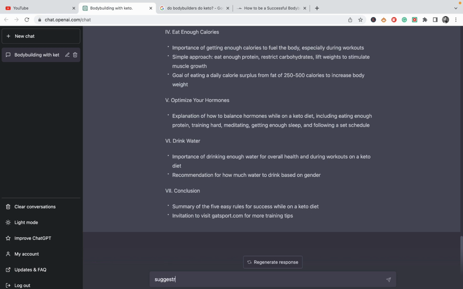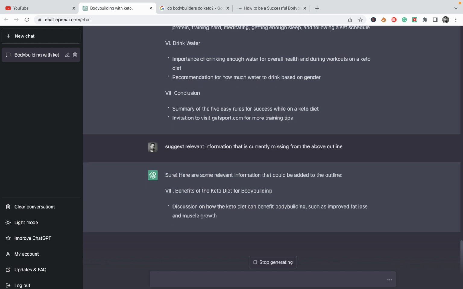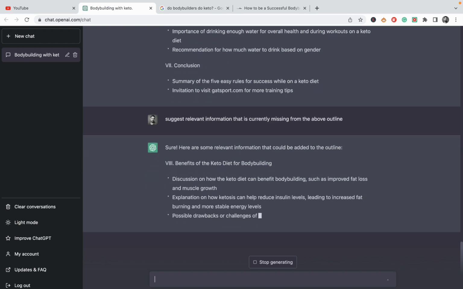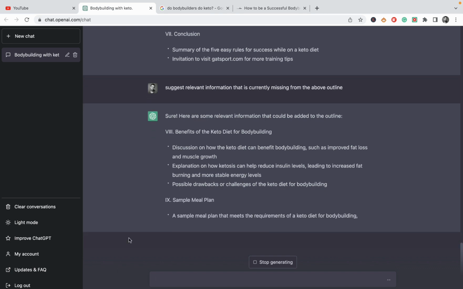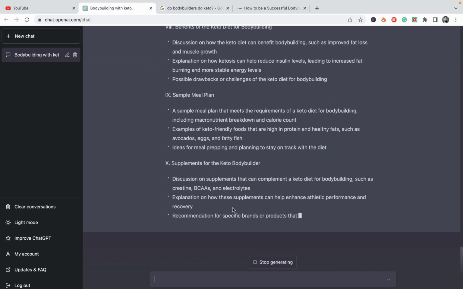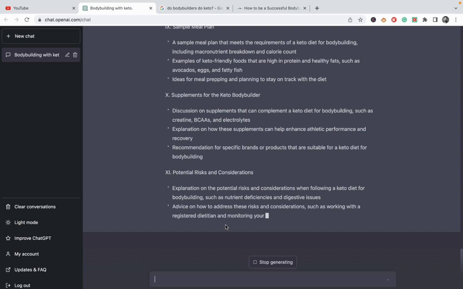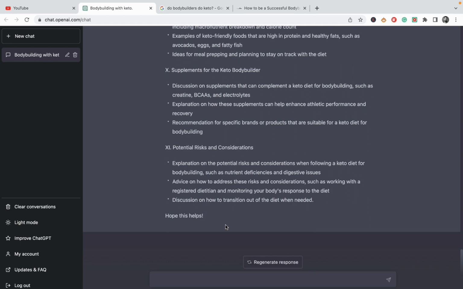So the second command would be, suggest relevant information that is currently missing from the above outline. And ChatGPT is going to look at the outline above, and it will suggest additional talking points, like sample meal plan, for example, which is actually quite a good idea. Supplements for the keto bodybuilder, potential risks and considerations. So this is actually extremely important. And I'm pretty sure that this has not been covered by the article.